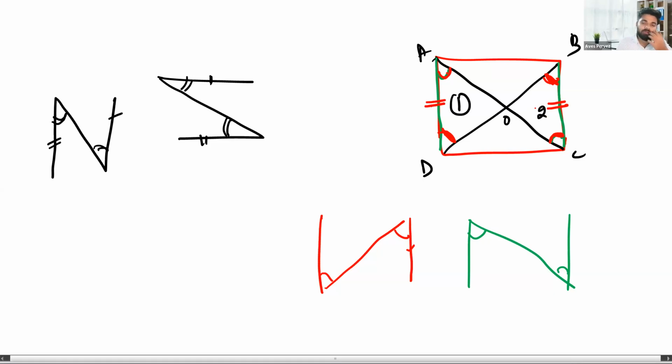So by CPCT, this side will become equal to this side and this side will become equal to this side. So they will bisect each other. We'll discuss this one in the next class.